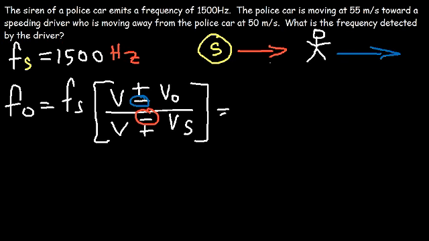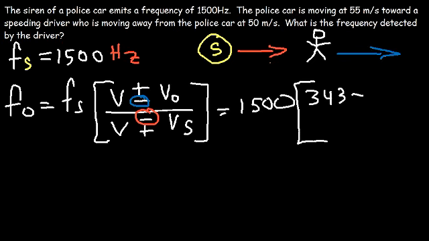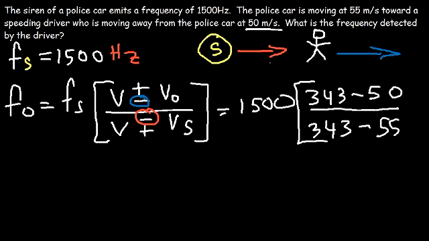So it's going to be 1500 times the speed of sound, which is 343. And since the observer is moving away from the source, that's going to decrease the frequency. So we're going to put negative Vo. The observer is moving at a speed of 50 meters per second. And the source, the police car, is trying to catch up to the driver. So the source is moving towards the observer, which means that should cause the frequency to increase. So we have to use a negative sign on the bottom. So it's 343 minus 55.